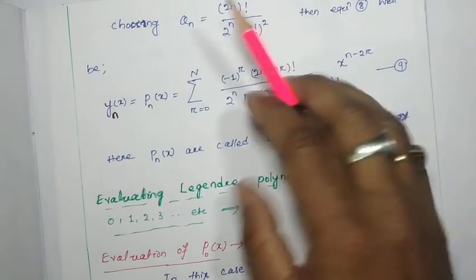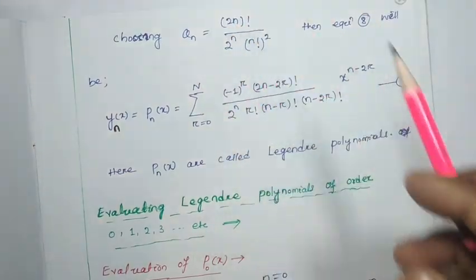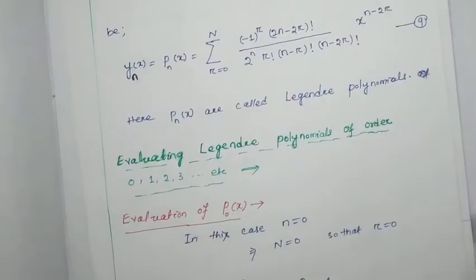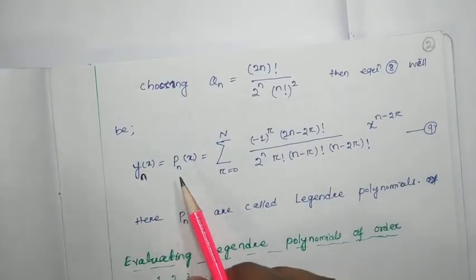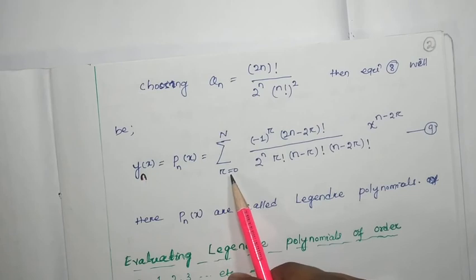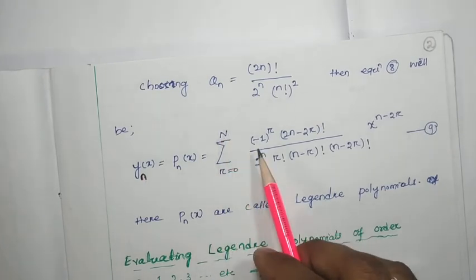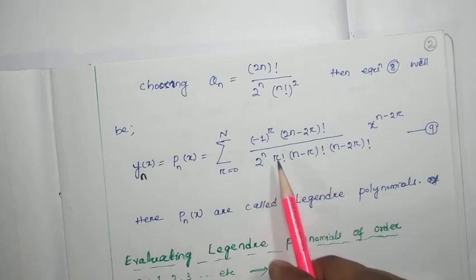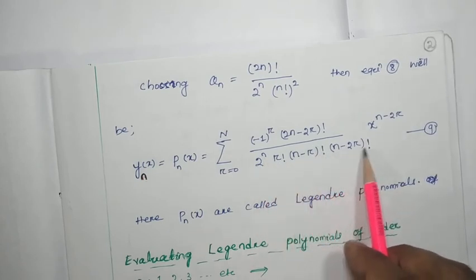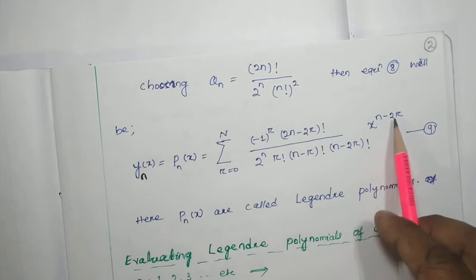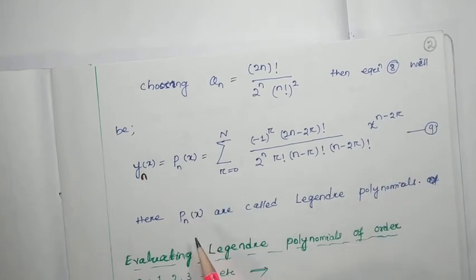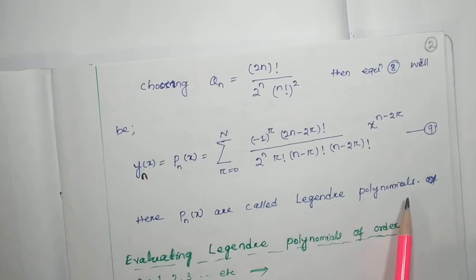You just put, instead of n, you just put over here, and you can find that y subscript n of x will be equal to P subscript n of x will be sum over r equal 0 to n of (minus 1) to the power r into (2n minus 2r) factorial by 2 to the n into r factorial into (n minus r) factorial into (n minus 2r) factorial into x to the power (n minus 2r). This is your equation number 9. Here P subscript n of x are called Legendre polynomials.